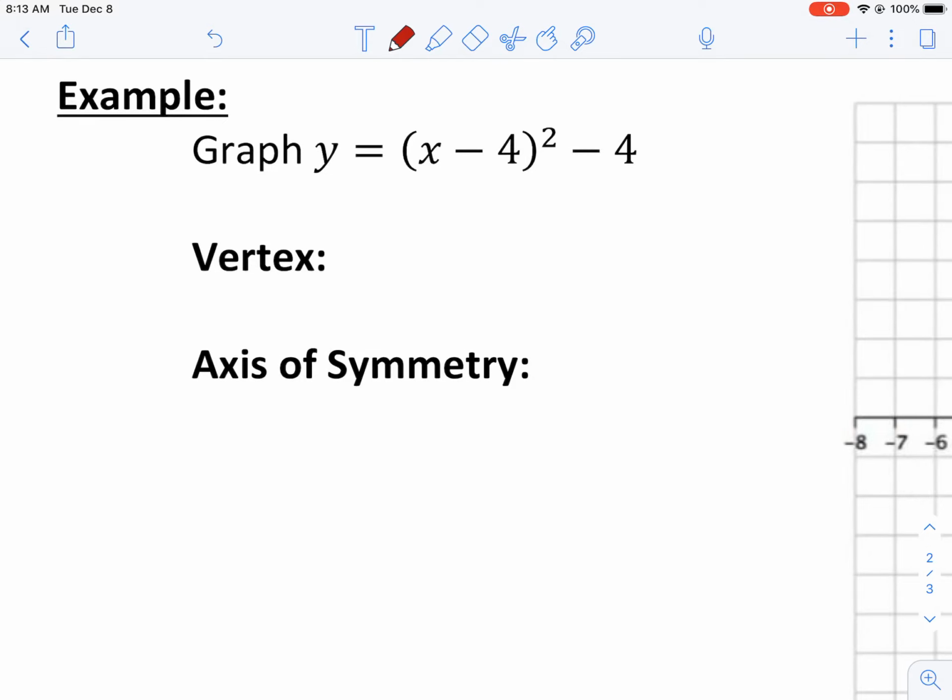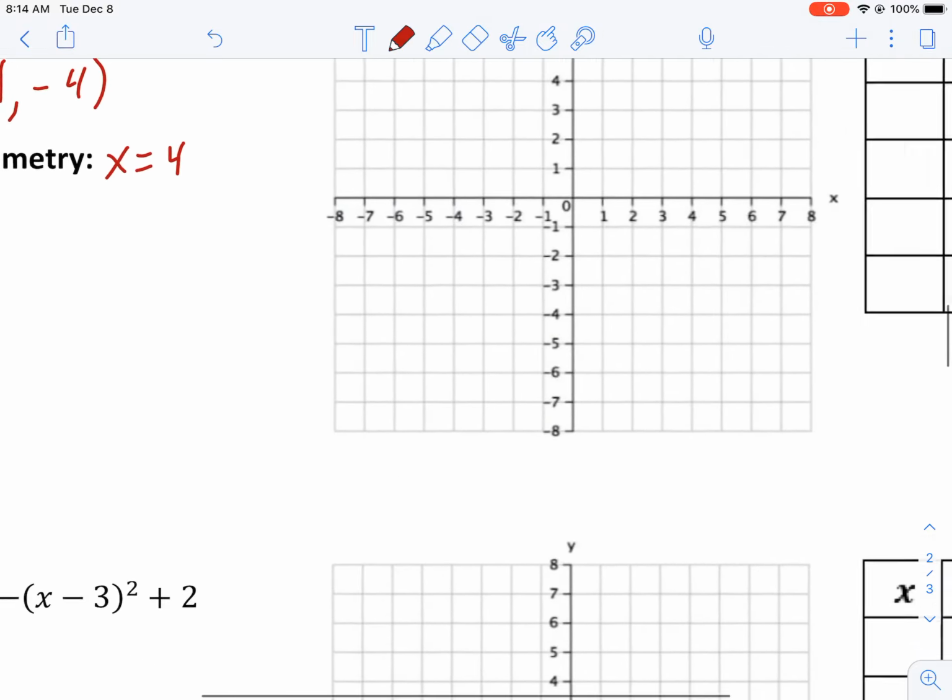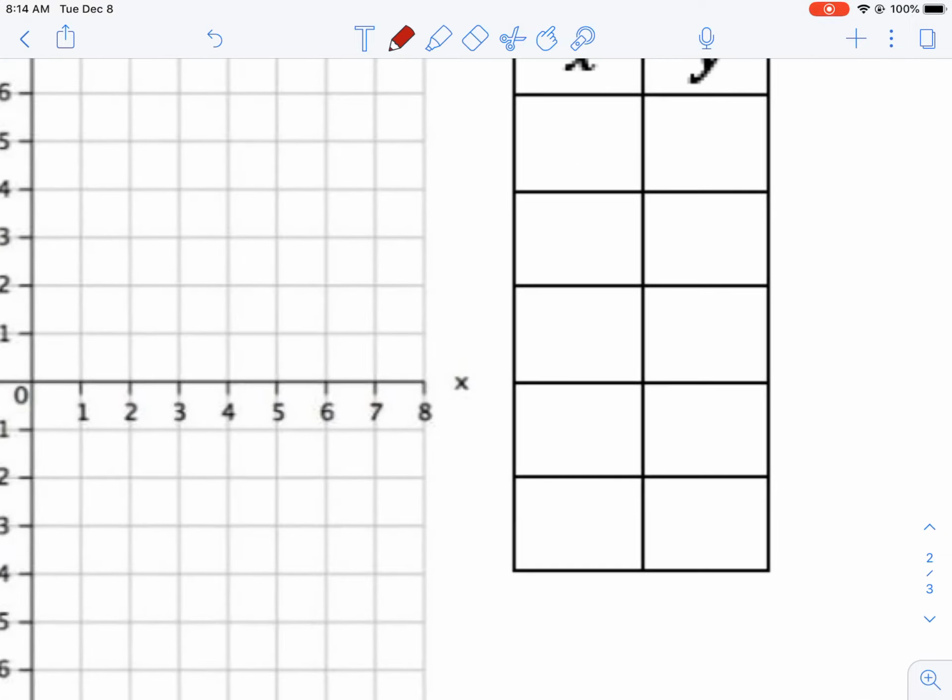Next example, all right, what's happening here? So here we've got a -4, so if we're looking at the vertex, that means the vertex is at 4, -4. The axis of symmetry is at x equals 4, right? So let's put that point in the middle, right? 4, -4. We know on either side that we're going up by 1, right?